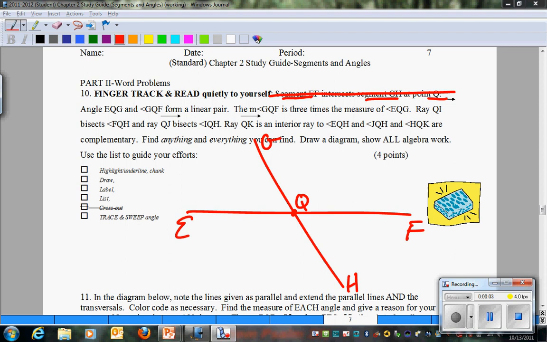Okay. And now we have two angles that make a what? Linear pair. Above the word linear pair means it adds up to how much? Automatically. So it's a little 180 there. So now we have E, trace it, E, go to Q, go to G, E, Q, G, and G, Q, F.